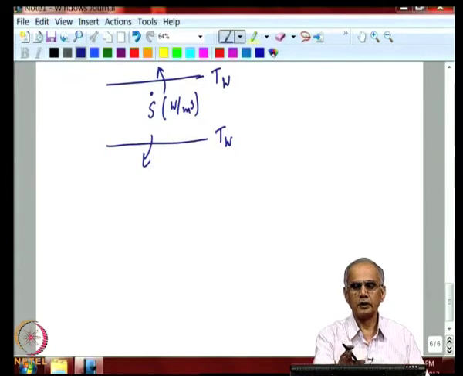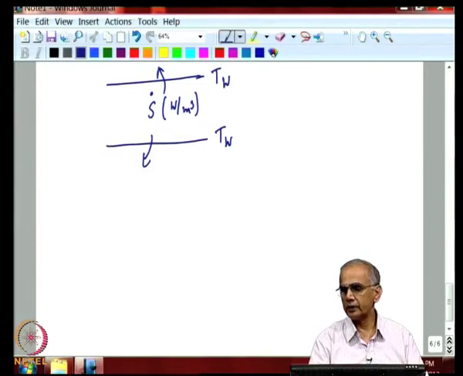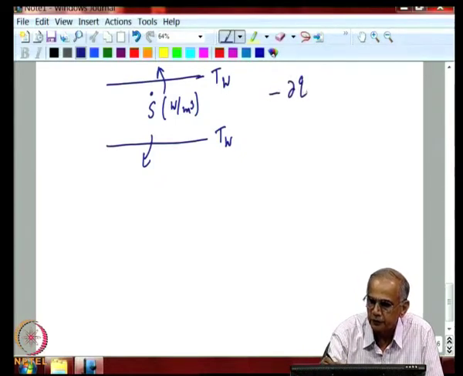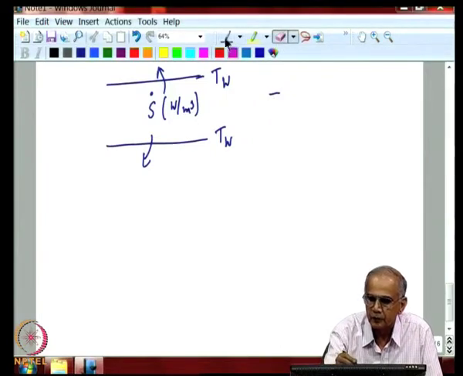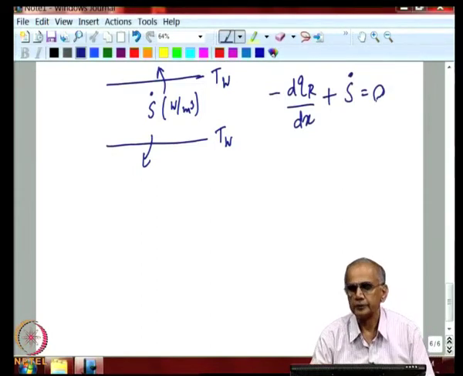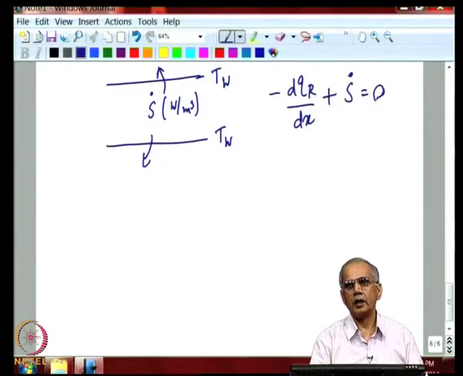So, this is a classic example of a standard problem in furnace or boiler design, and the basic formulation is that the rate of change of radiative heat flux has to be balanced by S dot. So, this is a formulation. So, this is a case where radiative equilibrium is not satisfied, because the divergence of the radiative flux is not 0. It is balanced exactly by the heat released by combustion.